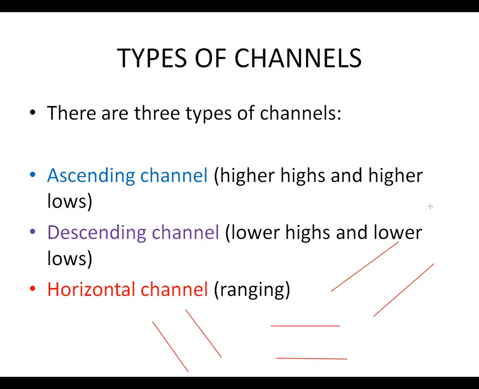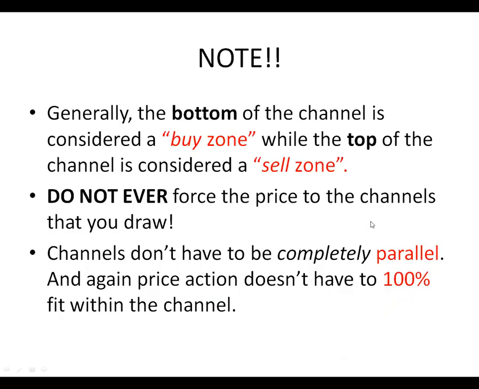Ascending channels are also known as uptrend channels. Descending channels are known as downtrend channels. And the horizontal channels are known as a consolidated market or sideways market channel. Is that okay? So these are the three types of channels that we have. Okay, let's continue.